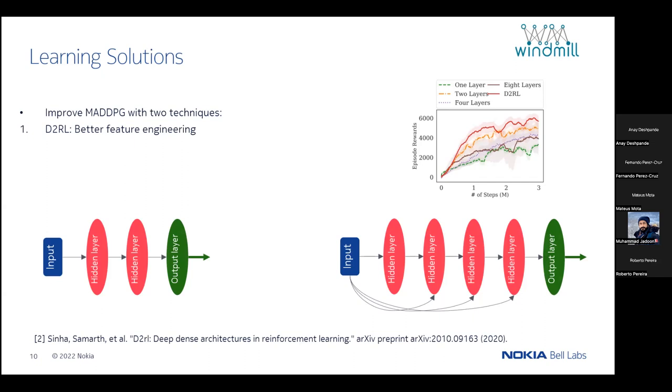So you have two layers which work the best, and then when you start to increase the number of layers, you actually lose performance. When you use skip connections, you actually can go deeper with gain. And that's one of the main tricks that we use.